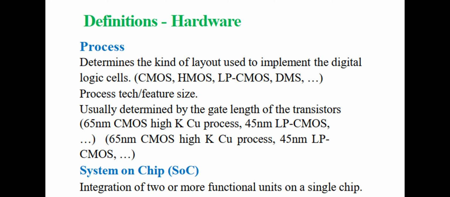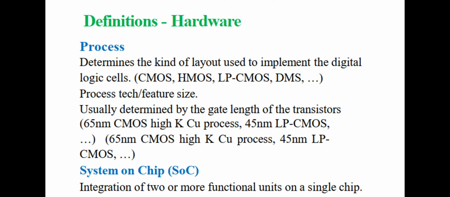Computer architecture and organization 7. Definitions. Hardware process: determines the kind of layout used to implement digital logic cells, CMOS, HMOS, LPCMOS. Process or feature size is usually determined by the gate length of the transistors, for example 65 nm CMOS process, 45 nm LPCMOS. System on chip, SoC: integration of the entire functional system in a single chip.